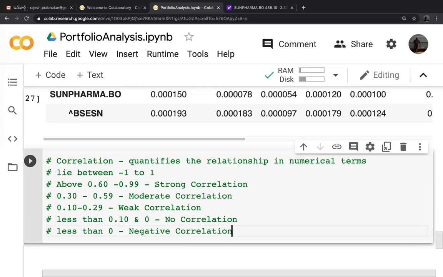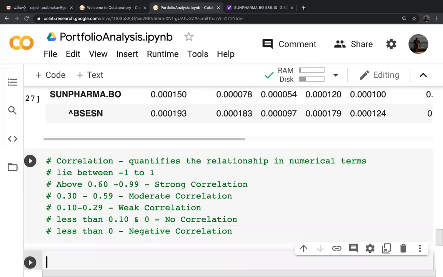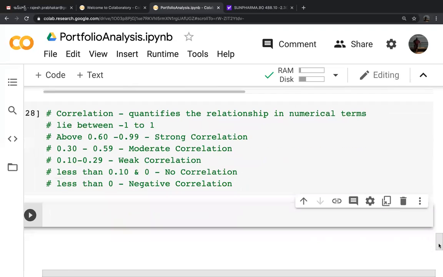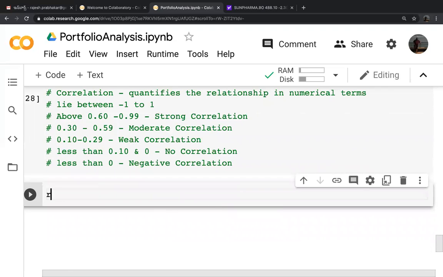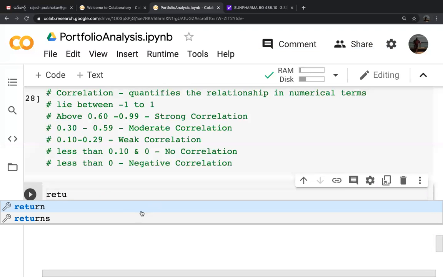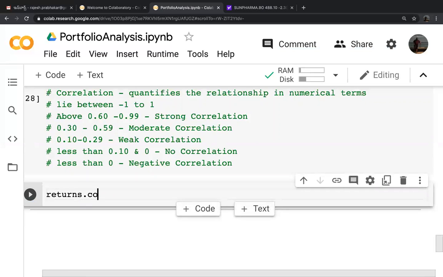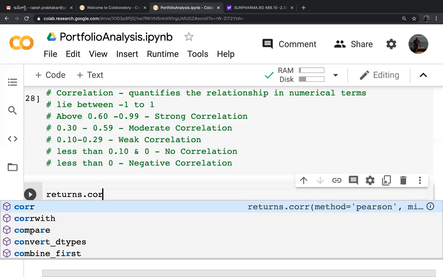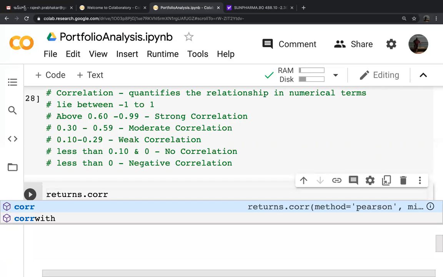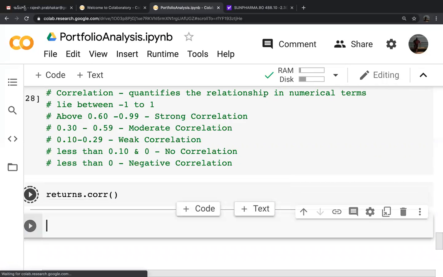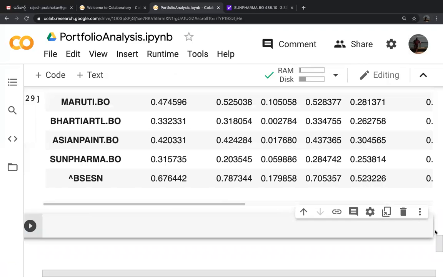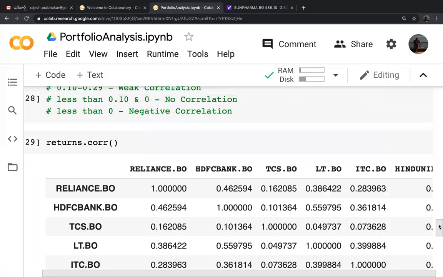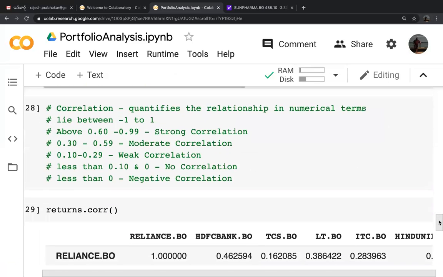Now, one is perfect positive correlation. You have all those things, but let us go with this basic correlation metric. Okay. So let us see what is the correlation status of our stocks: returns.corr(), with double R. For correlation, returns.corr().